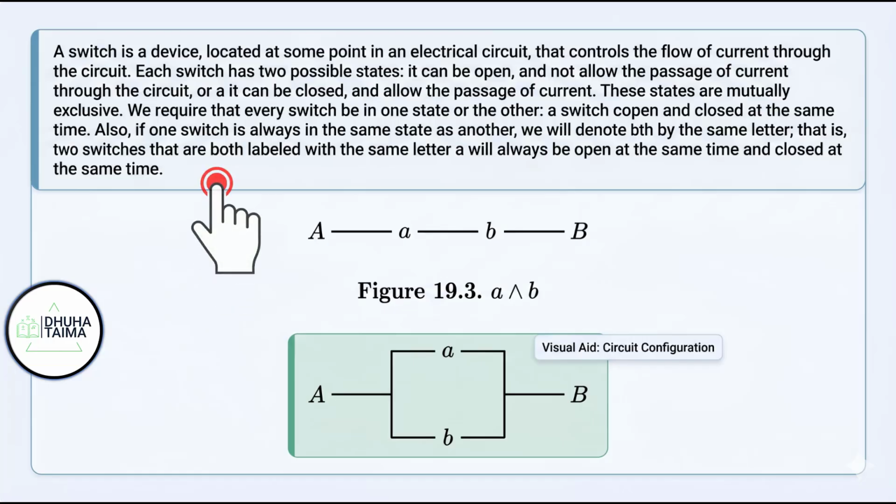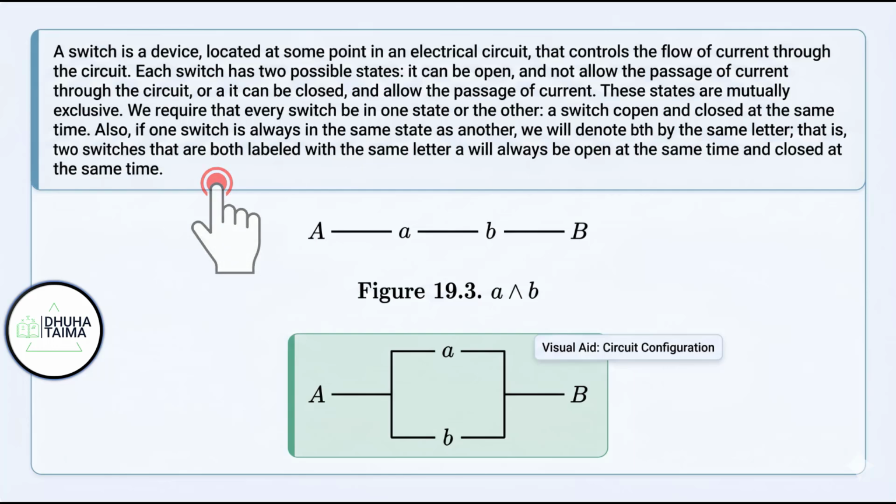A switch is a device located at some point in an electrical circuit that controls the flow of current through the circuit. Each switch has two possible states. It can be open and not allow the passage of current through the circuit, or it can be closed and allow the passage of current. These states are mutually exclusive. We require that every switch be in one state or the other. A switch cannot be open and closed at the same time.